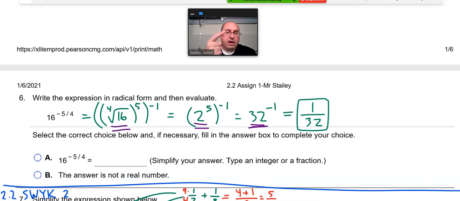So, root, power, flip. You'll get it right. I know you will. All right, that's enough for this week.